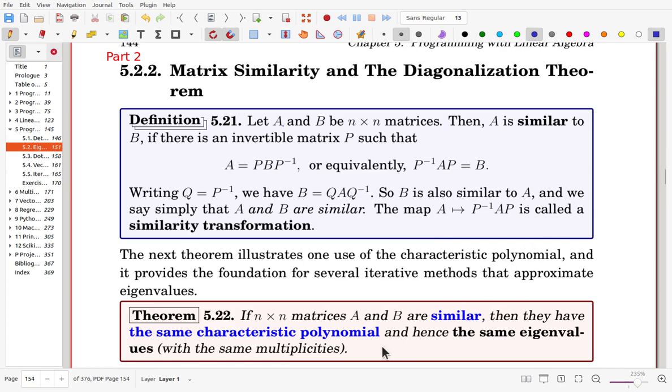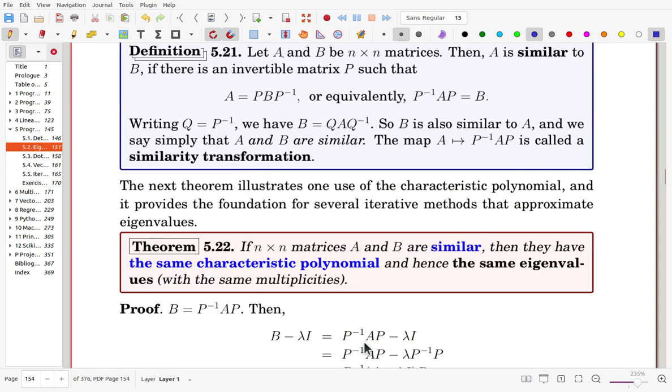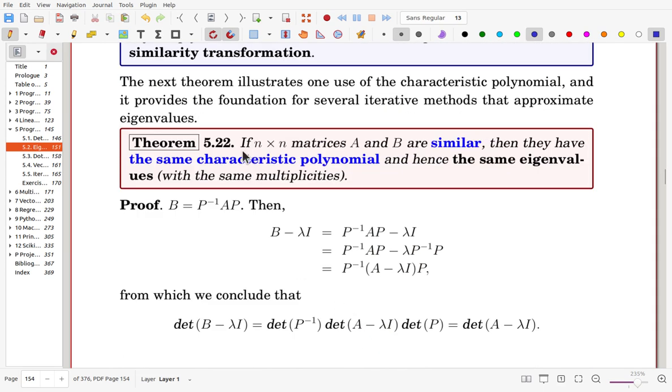This theorem explains how to get the characteristic polynomial through similar matrices. If n by n matrices A and B are similar, then they have the same characteristic polynomial and therefore the same eigenvalues. The eigenvalues must be exactly the same.